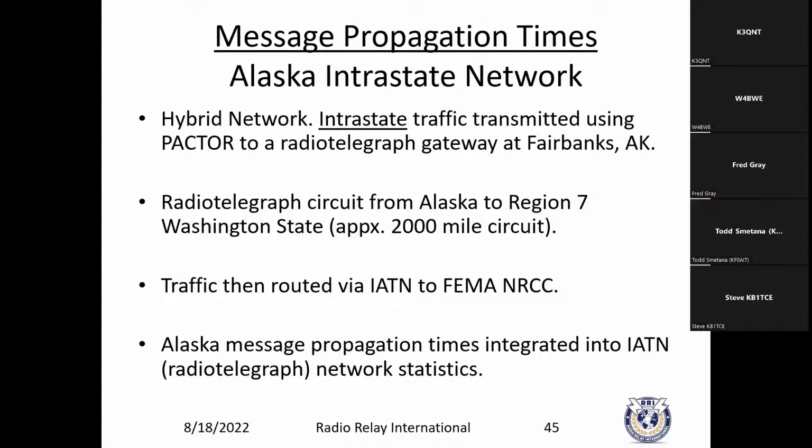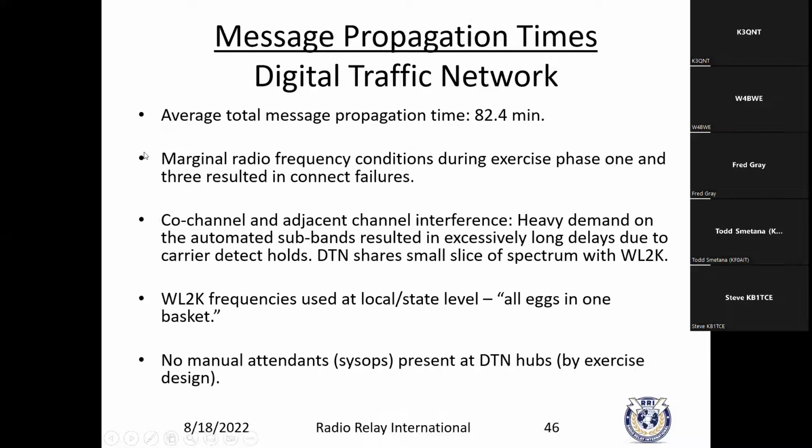Good score, from Alaska as well. The digital traffic net had some problems. We learned a lot about the digital traffic network. Again, very poor propagation. And what we found out was the average message propagation time through the digital traffic network was 82.4 minutes.